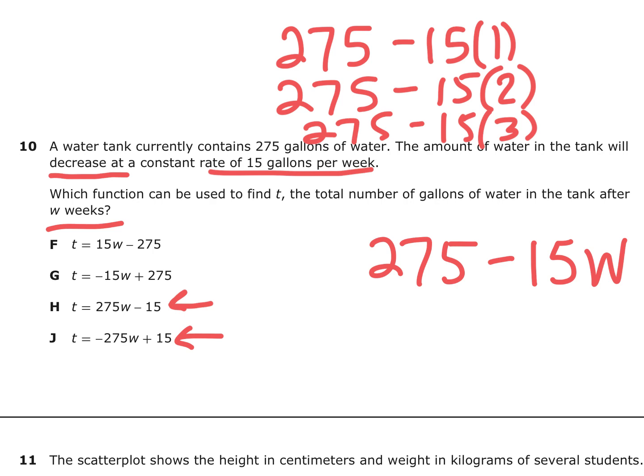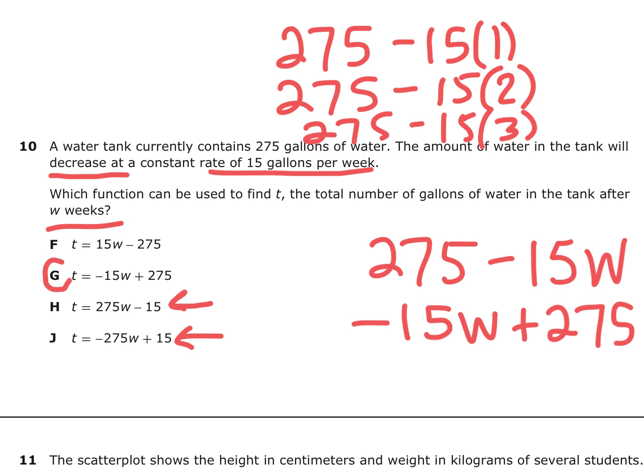But we start off with 275, and then we have minus 15W. Isn't that the same thing as minus 15W plus 275? Yes, it's the same thing. So then that would be answer G. T equals negative 15W plus 275. So number 10, the answer is G.